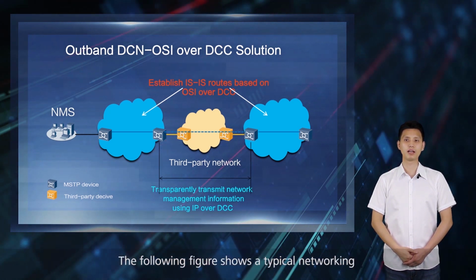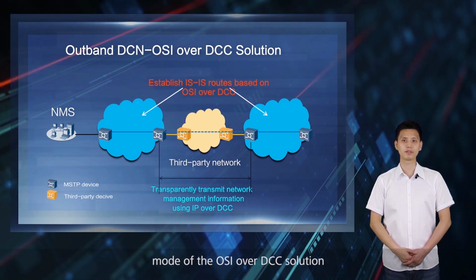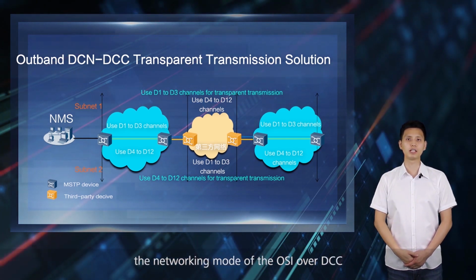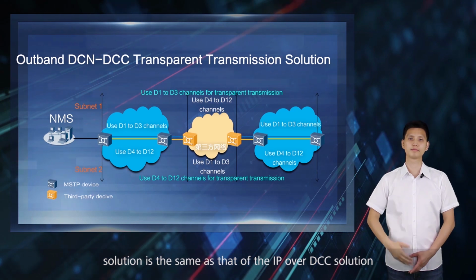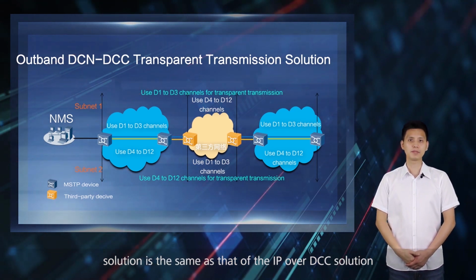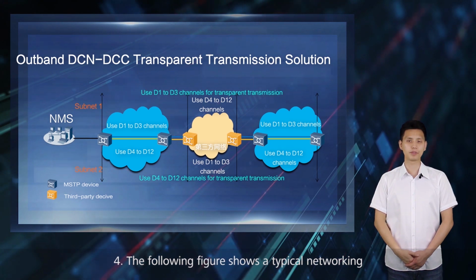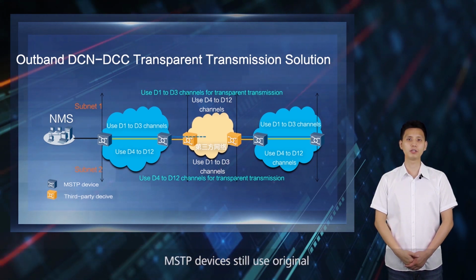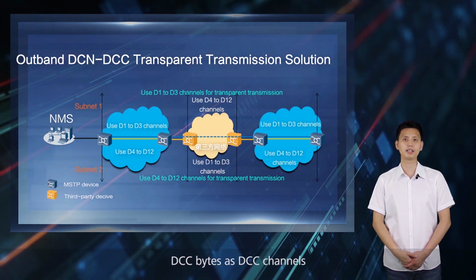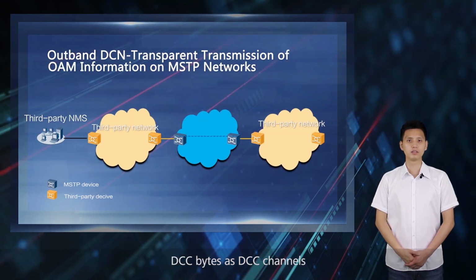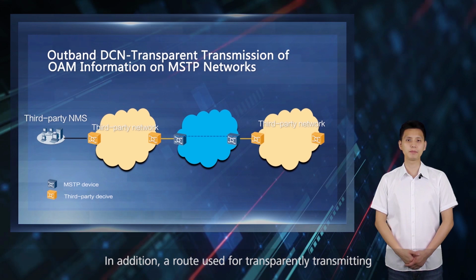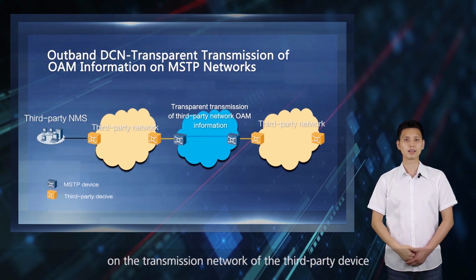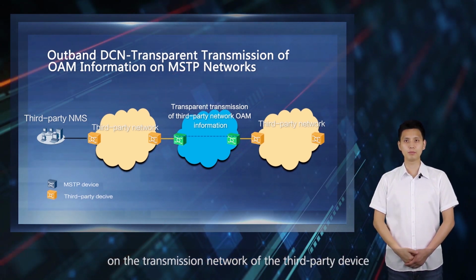3. The following figure shows a typical networking mode of the OSI over DCC solution. Except for the used protocol, the networking mode of the OSI over DCC solution is the same as that of the IP over DCC solution. 4. The following figure shows a typical networking mode of the DCC transparent transmission solution. MSTP devices still use original DCC bytes as DCC channels. In addition, a route used for transparently transmitting DCC bytes of MSTP devices needs to be set up on the transmission network of the third-party device.